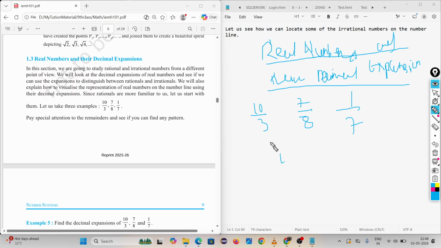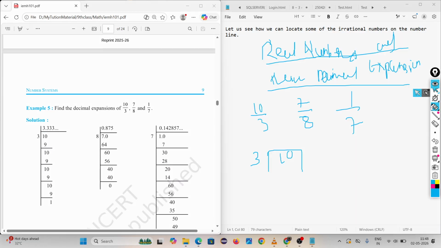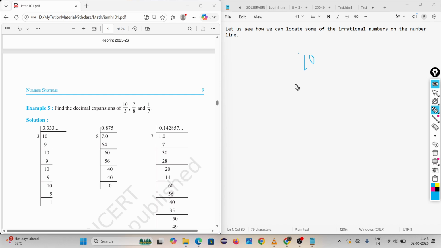First, what is the meaning of 10 upon 3? Divide 10 by 3, and 10 becomes the dividend, 3 becomes the divisor. Divide and tell me the quotient. Sir, 3.33 something. It is in your book. Look, 10 divided by 3. 3 threes are 9. If you subtract 10 minus 9, it's 1.